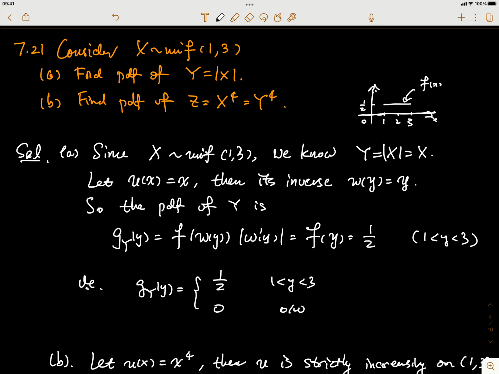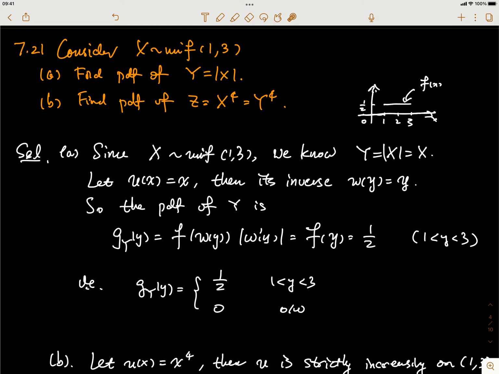So x is between 1 and 3, and the absolute value of x is still between 1 and 3. That means the absolute value of x is just x itself. Okay, y equals the absolute value of x, and then y can only have a positive probability between 1 and 3 as well. Actually, you can see that y is essentially just x itself.